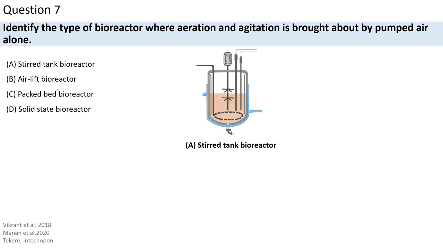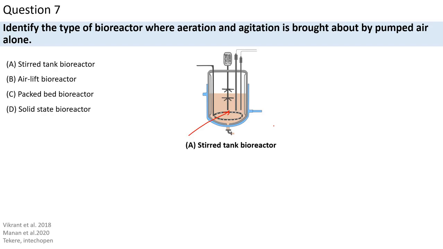So coming to the stirred tank bioreactor, we can see that there is a sparger, right? This is the sparger, whatever holes are present. The sparger is the way the aeration can enter inside the bioreactor. Air is passed through the sparger and then it will enter the fermentation medium. So here pumped air is not the only thing bringing the aeration and agitation; it is both.